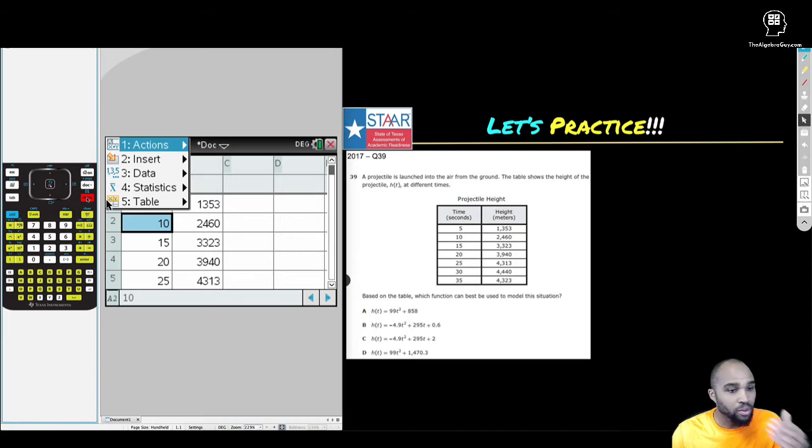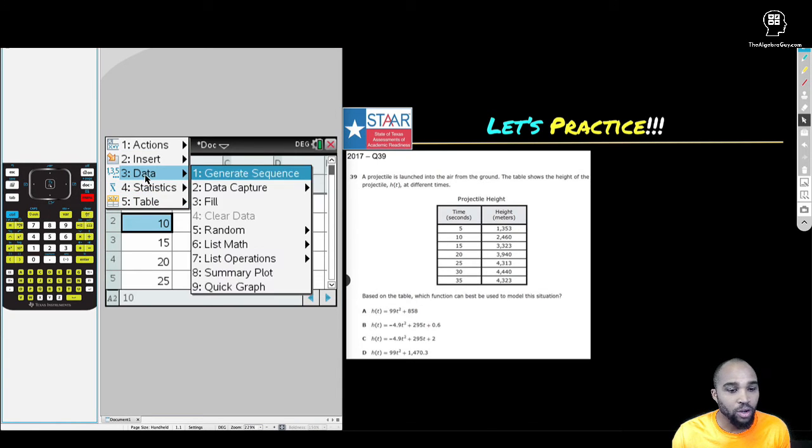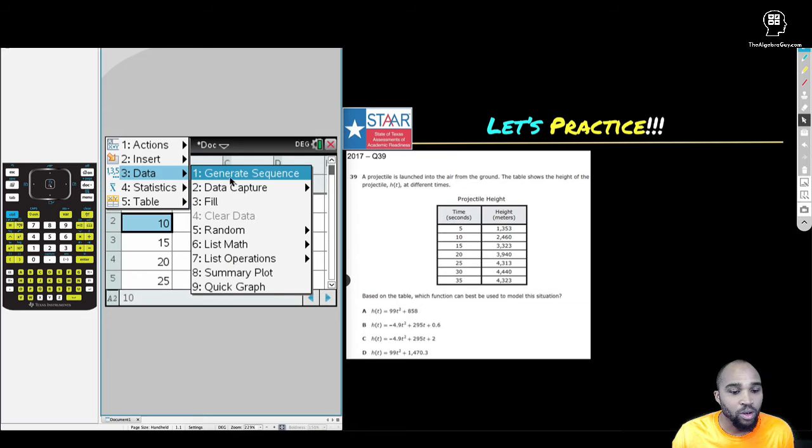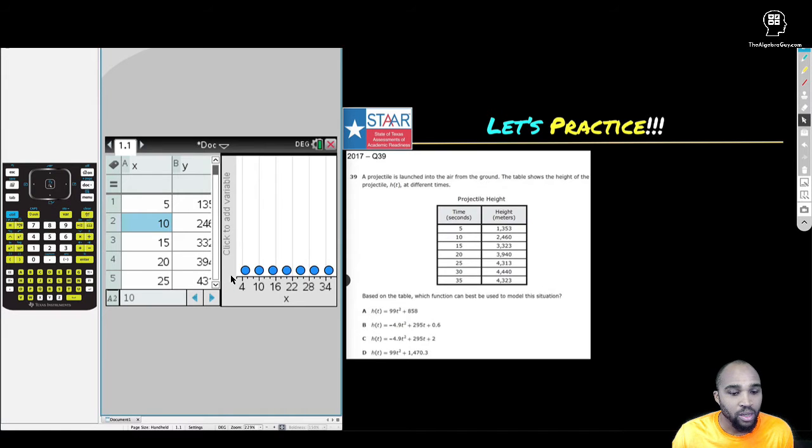You can press menu and data and go quick graph to get a quick graph of what this will look like and give you an equation. Or you can actually go all the way back into the home screen and pull up statistics or data. So you can do it from here or go back. So I'm going to go ahead and do it from here since this right here is pretty convenient. I'm going to go quick graph, and it's asking me, you know what?